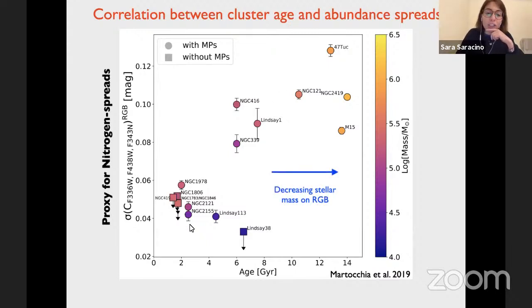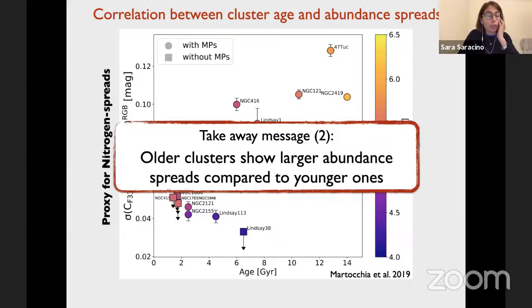Of course, the correlation is not very tight in the sense that we have only a few targets here, but it's quite expensive getting new observations from HST to add more and more points here, but this is what we are trying to do right now. So, okay, this is a second piece of evidence that I want you to remember, that older clusters seem to show larger abundance spreads compared to younger ones.